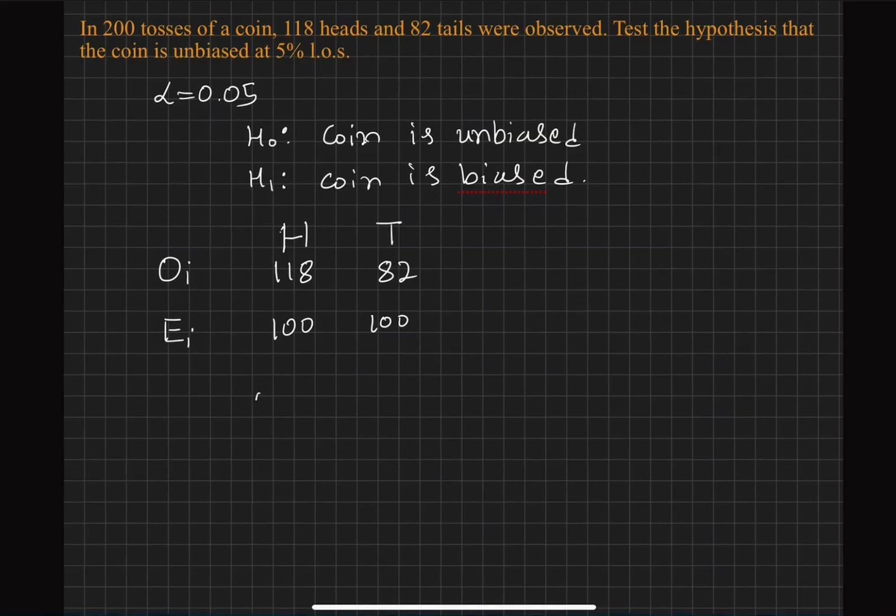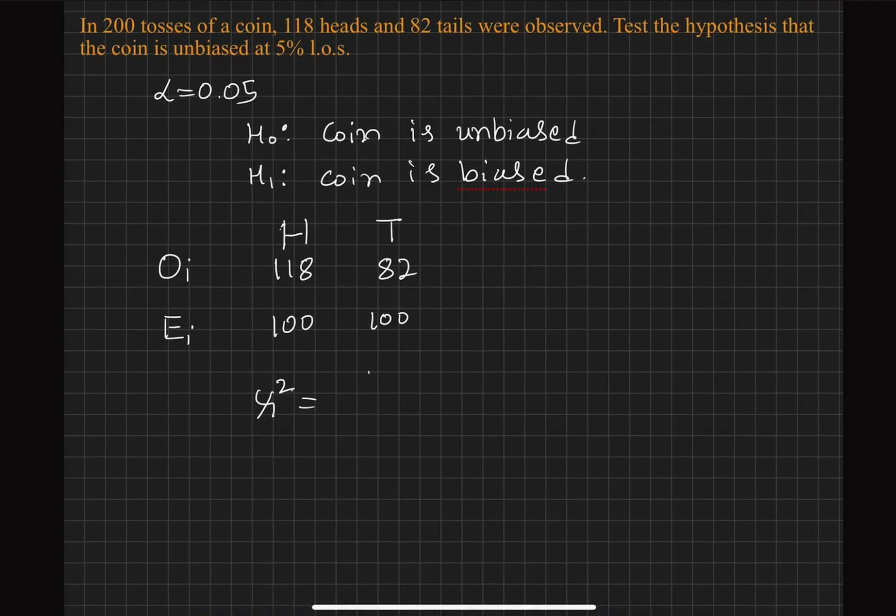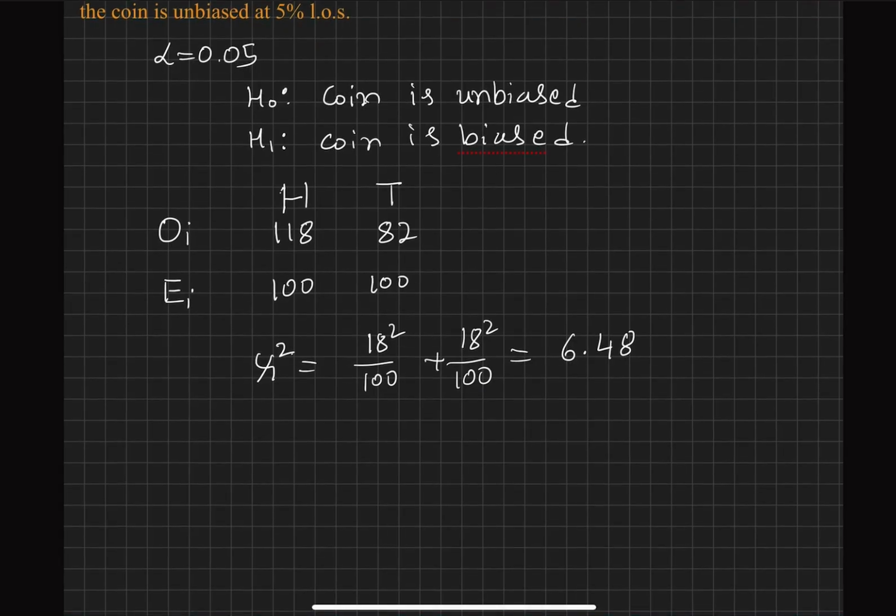Now if I go for calculation of the required test statistic chi-square, this chi-square value will be the sum of obtained value minus expected value whole square by expected value, that is 18 square by 100 plus 18 square by 100. This will get it as 6.48. Now we have a chi-square value calculated. We have to go for observing the acceptance region or rejection region.